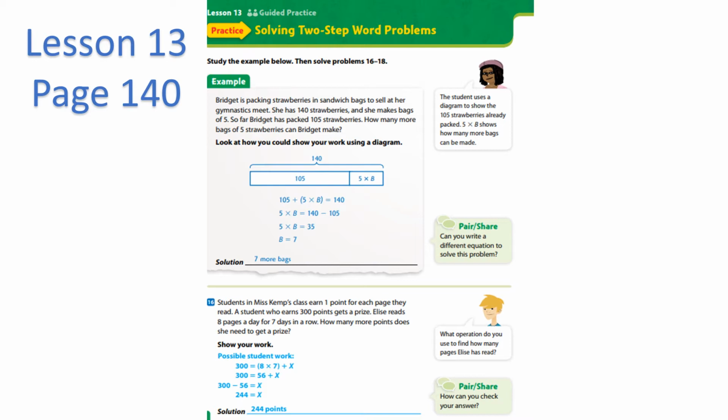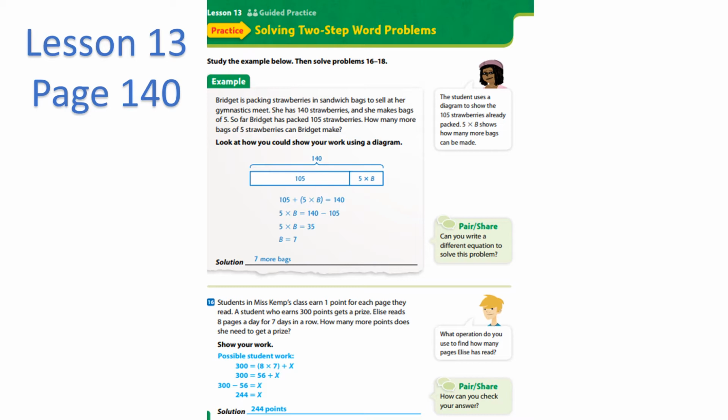So our equation will be 105 plus 5 times B equals 140. Remember, B is being used for our unknown number. That's what we want to find out. We need to take the total 140 and subtract 105 strawberries, the strawberries Bridget has already packed. So when we subtract 140 minus 105, we get 35.